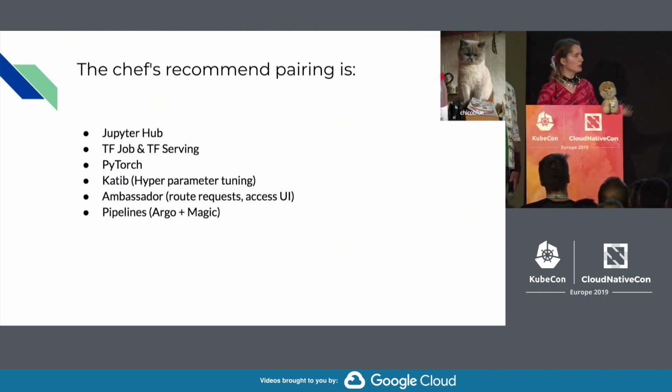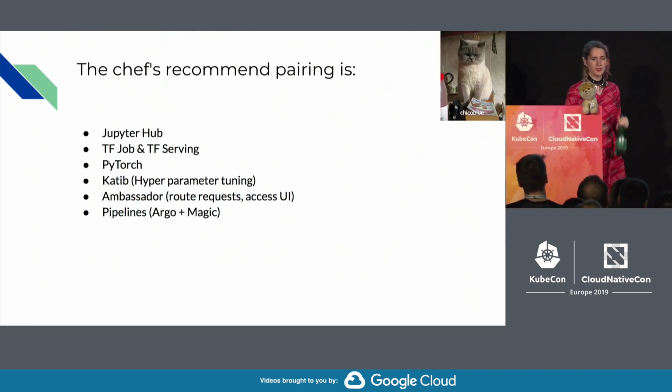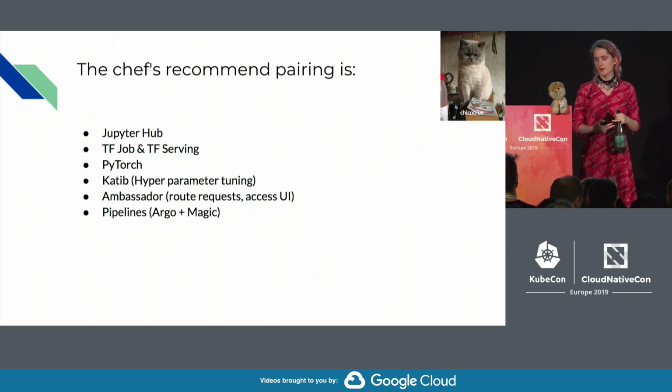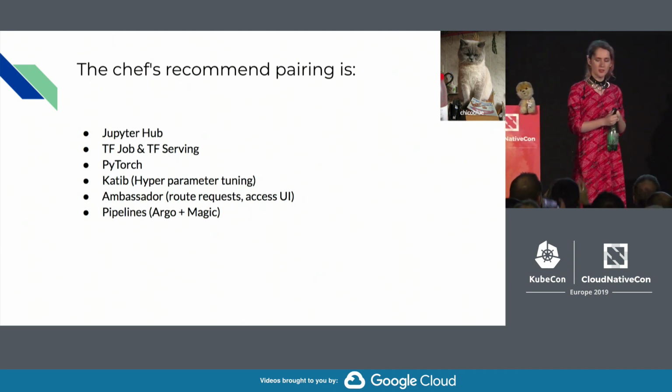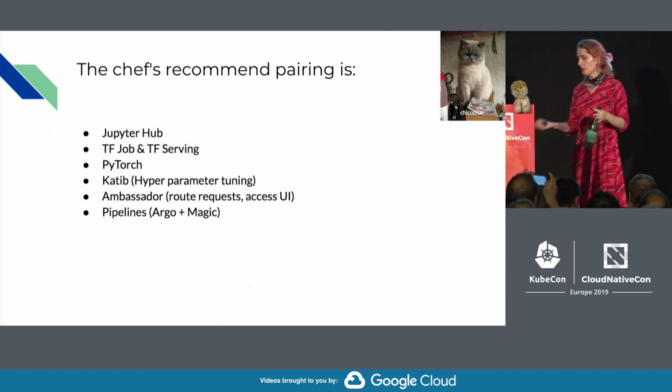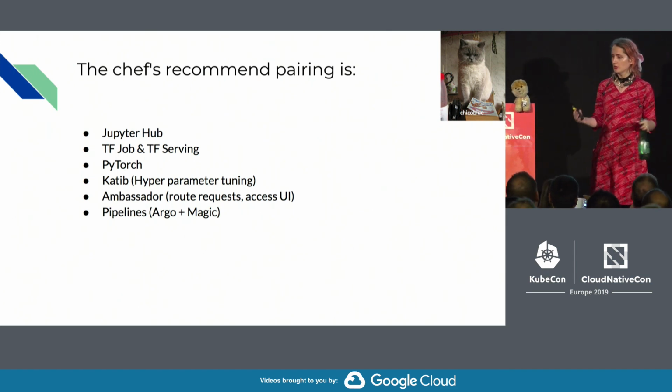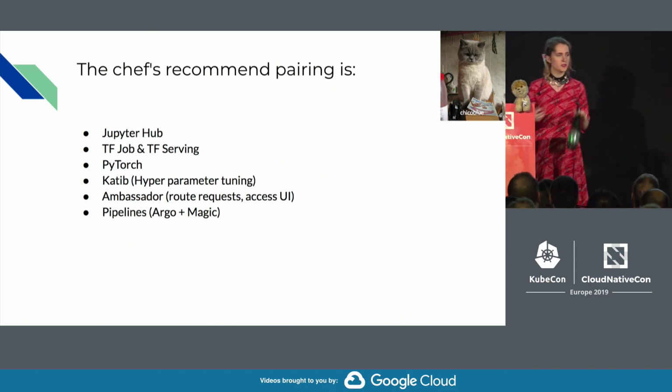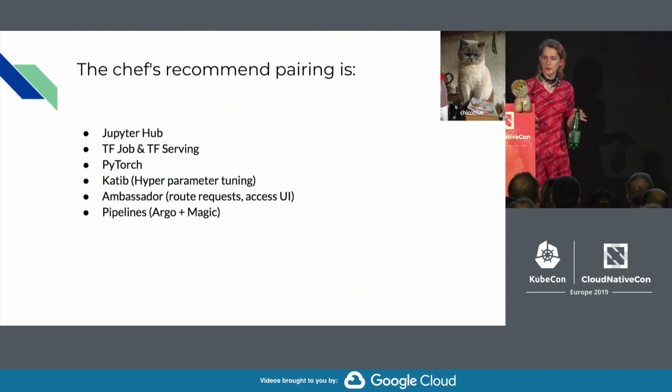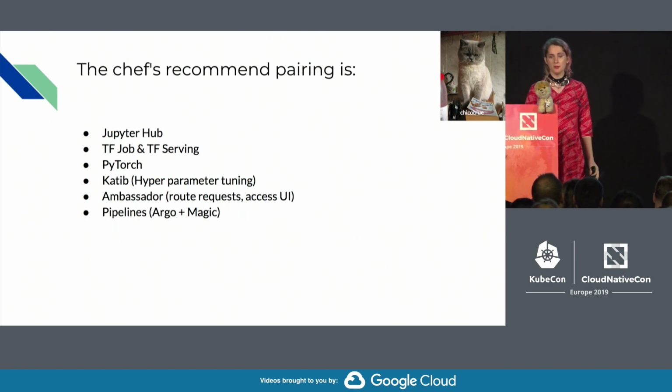Okay, cool. And so what do we get with the chef's recommended pairing? We get JupyterHub to do our exploratory analytics. We get some TensorFlow job stuff. We get TensorFlow Serving. We get PyTorch. We get some hyperparameter tuning tools. Oh, yeah, okay, and we get something to route our requests. We get a nice web UI, and we get some pipelines. And the pipelines are really just Argo with magic. And it turns out when you add magic on top of anything, you get a nice UI, but also sometimes it doesn't work.